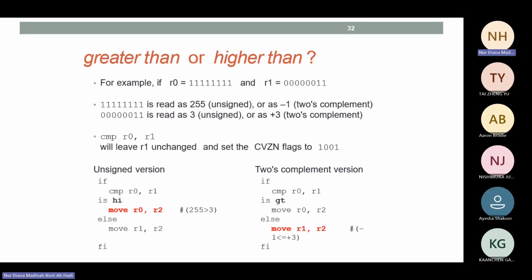For example, if your R0 is all 1s for 8 bits and R1 is 00000011, then R0 will be read as 255 as unsigned, or negative 1 as two's complement, whilst R1 would be read as 3, or positive 3 as two's complement. So you need to compare. When you compare, you will set your flags to 100. As you can see here, the unsigned version and two's complement version have very different structures.